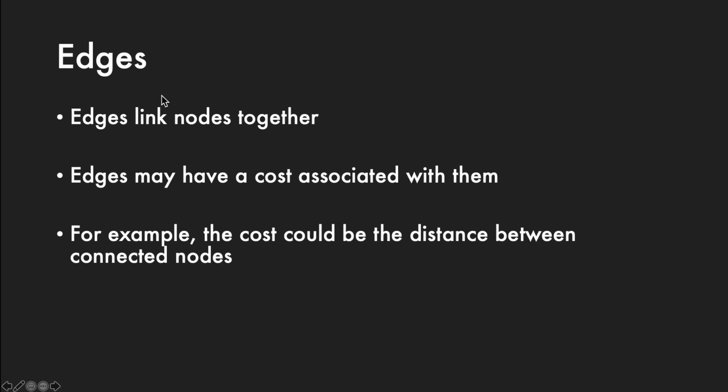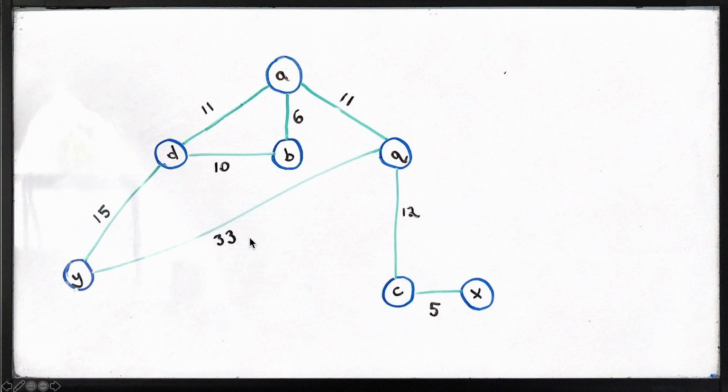Edges link nodes together, and when two nodes share an edge, that kind of means that those nodes are related to each other in some way. So edges may have a cost associated with them. For example, the cost could be the distance between connected nodes. So here I've added the costs. That's what these numbers are next to the edges. And so this edge here from Y to Q costs 33.